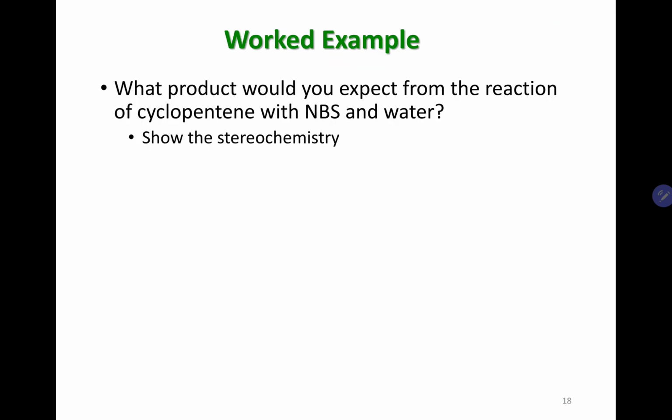And let's see if you could do this worked example without my help. Okay, so what you have is cyclopentene, and you are reacting it with NBS and water. So this is halohydrin formation based on the reagents, right? So pause the video now and see if you could do this worked example.